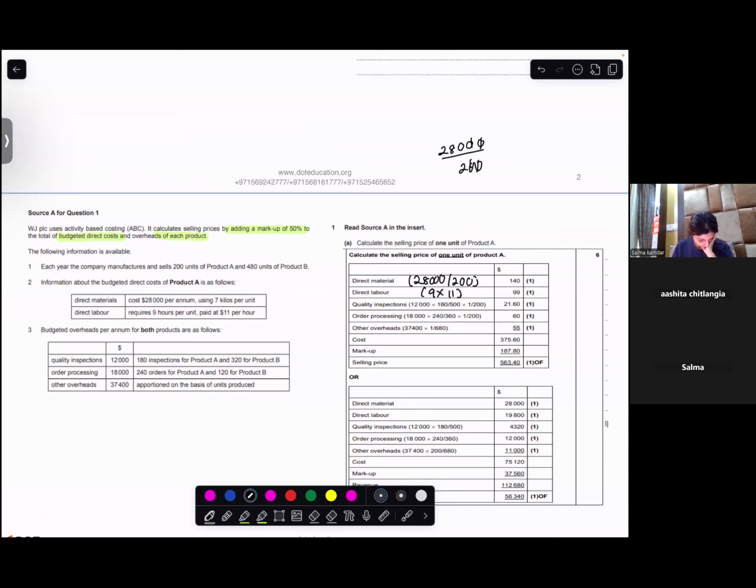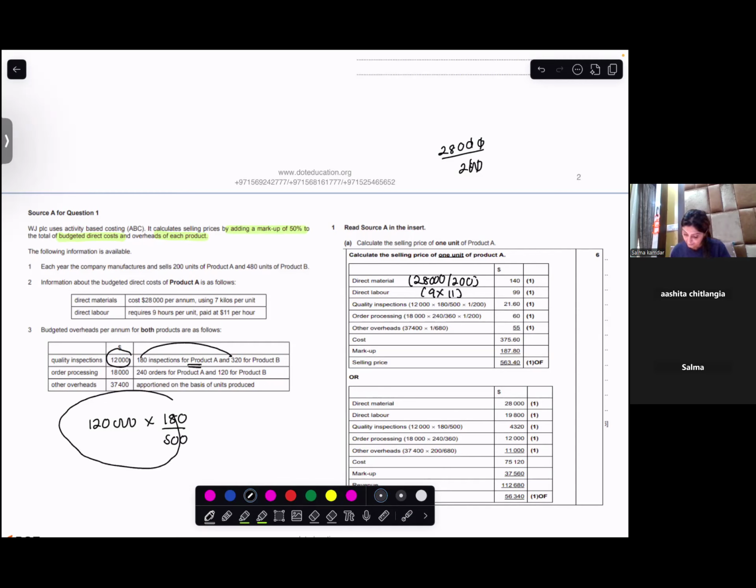Then for quality inspection, it's $12,000. And 180 inspections are for product A and 320 for product B. So 12,000 into 180 divided by 500 into 1 upon 200. One minute. 12,000 is the total amount for quality inspection, but you only need to find it for product A. So only 180 you have to take. Product A and B together is 500. So when you do this, what will you get?